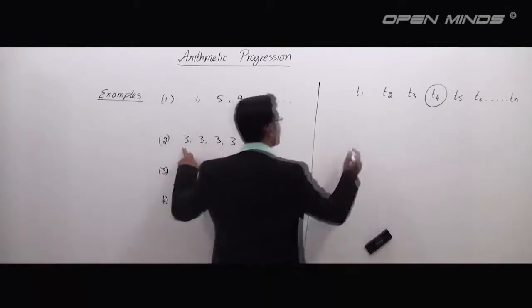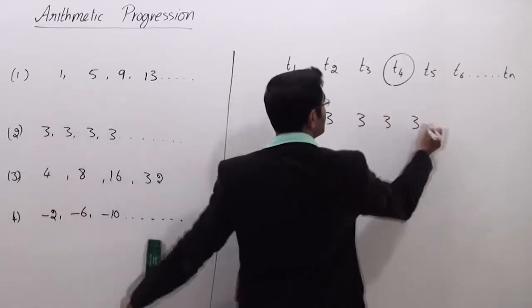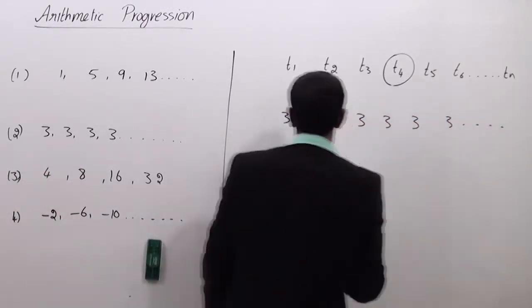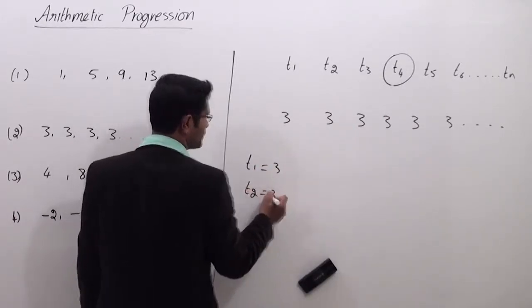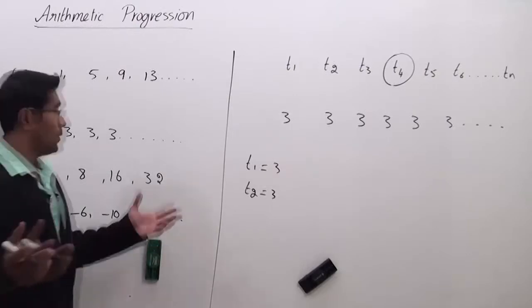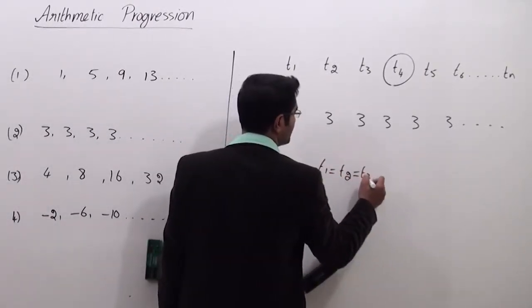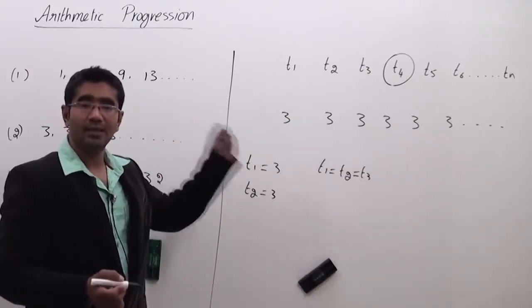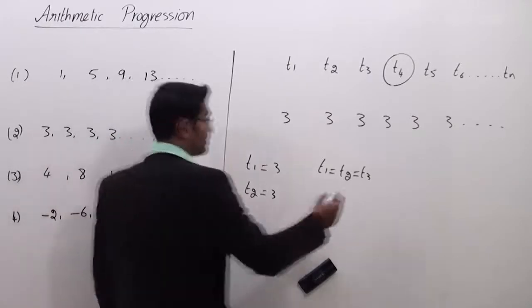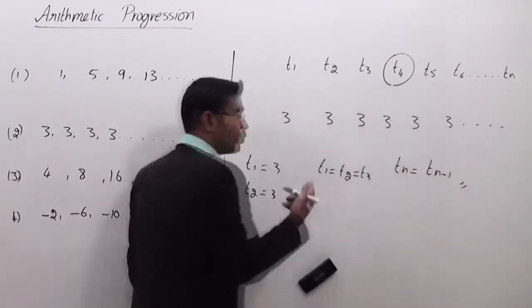The sequence given to me is 3, 3, 3, 3. All the numbers are 3. Who's the first term? T1 is 3. Then who's T2? T2 is also 3. So what is the rule? We can see that T1 is equal to T2 is equal to T3, all the terms are the same. So can I say there is no difference between the nth term and the previous term? The rule can be Tn equals Tn minus 1, one of the ways of writing it.